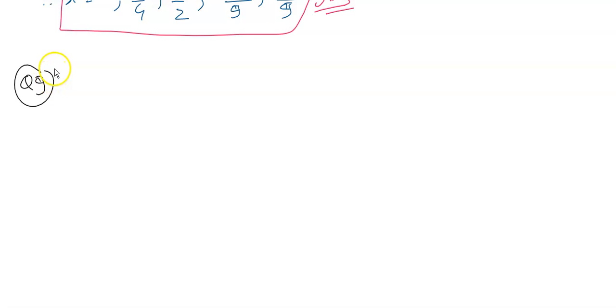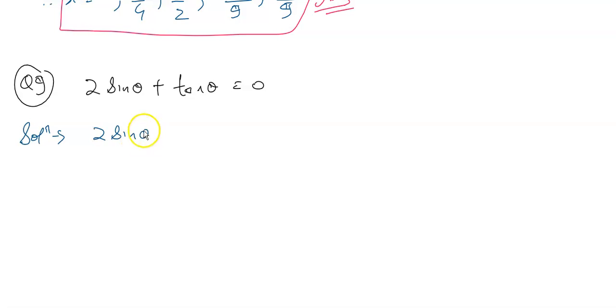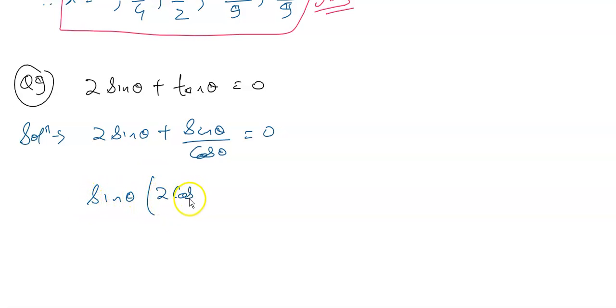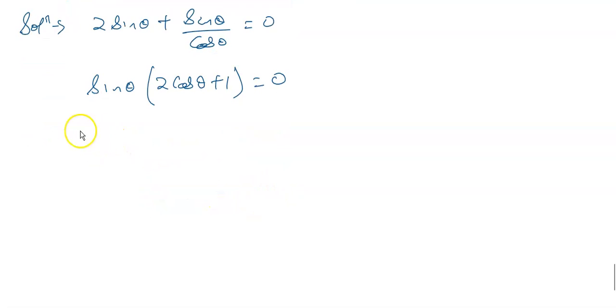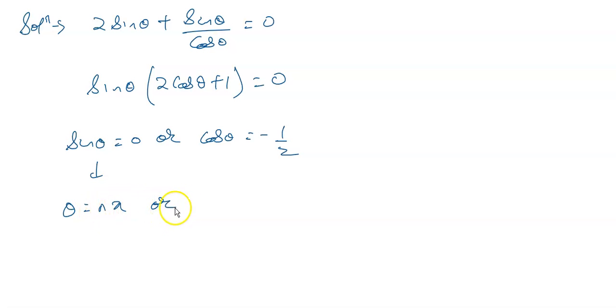Question number 9 says if 2 sin theta plus tan theta is equals to 0, then the general values of theta are. So we have 2 sin theta plus tan theta is equal to 0. So we can write tan theta as sin theta by cos theta. So this is 2 sin theta plus sin theta by cos theta is equals to 0. So let's take sin theta common. तो यह आ जाएगा sin theta into 2 cos theta plus 1 equal to 0, which implies either sin theta is equals to 0 or cos theta is equals to minus 1 by 2. So from here we get the solution as theta is equals to n pi, or from here we get theta is equals to 2n pi plus minus alpha की value corresponding to minus 1 by 2 second quadrant में, that is 2 pi by 3. So this is the answer.